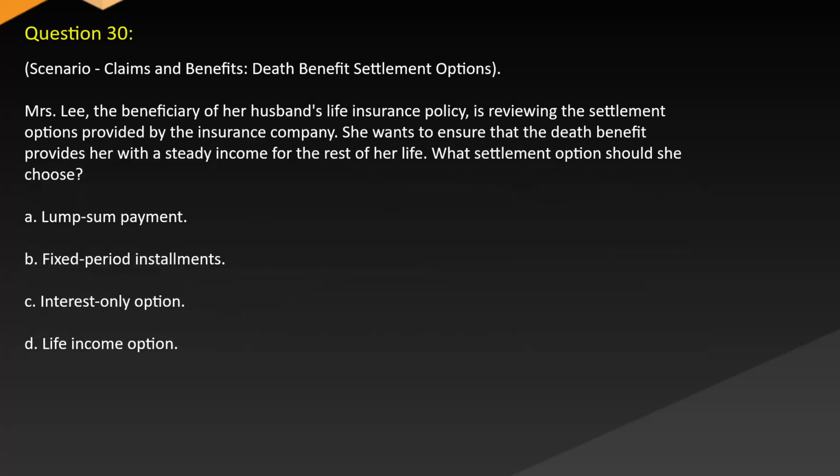Question 30. Scenario. Claims and benefits. Death benefit settlement options. Mrs. Lee, the beneficiary of her husband's life insurance policy, is reviewing the settlement options provided by the insurance company. She wants to ensure that the death benefit provides her with a steady income for the rest of her life. What settlement option should she choose? A. Lump sum payment. B. Fixed period installments. C. Interest only option. D. Life income option.